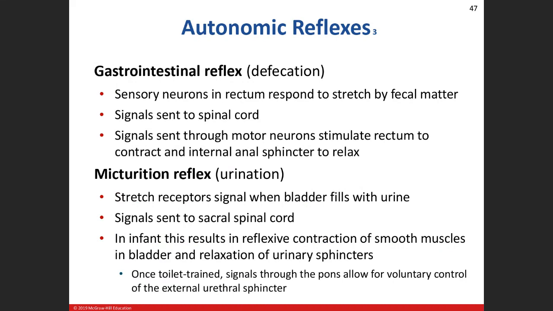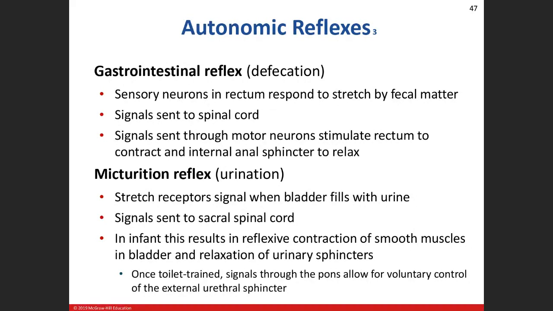So let's finish up here and talk about two common autonomic reflexes. One is defecation, the other is urination. They have similar storylines. We're going to start with the stimulus, then a receptor is going to monitor the stimulus. We're going to send that sensory information to the control center, which will figure out what the response is going to be, and then we're going to carry out the response through the motor output.